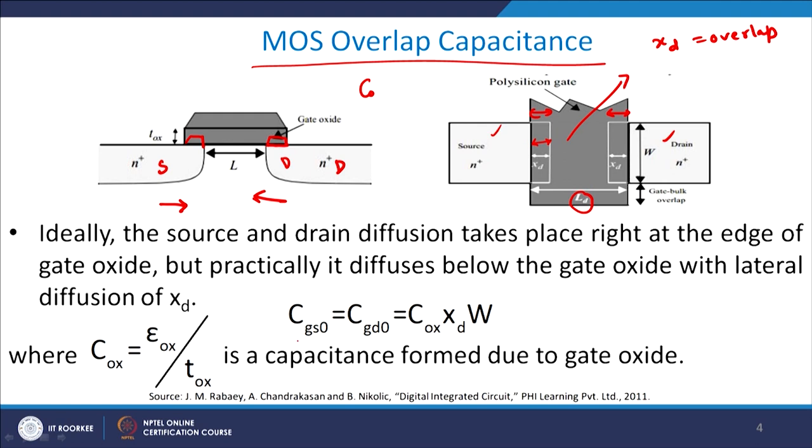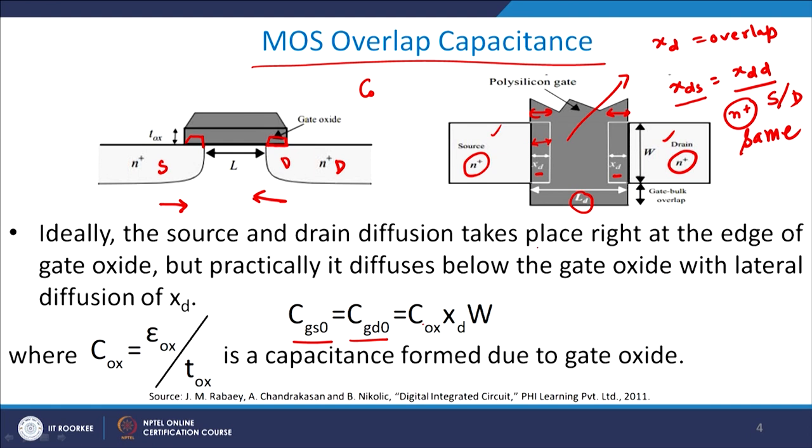Then we define CGSO and CGDO. O basically means overlap here. So CGSO, assuming that this xd is the same on both directions, how? Because this doping and this doping is again the same, source doping and drain doping is exactly the same. Then we assume that this xd on the source side, say xds, is exactly equal to xdd, assuming that the doping concentration is the same on the source and the drain side. If you assume this to be true, then I get CGSO equals CGDO equals Cox, oxide layer capacitance, into Xd into W.